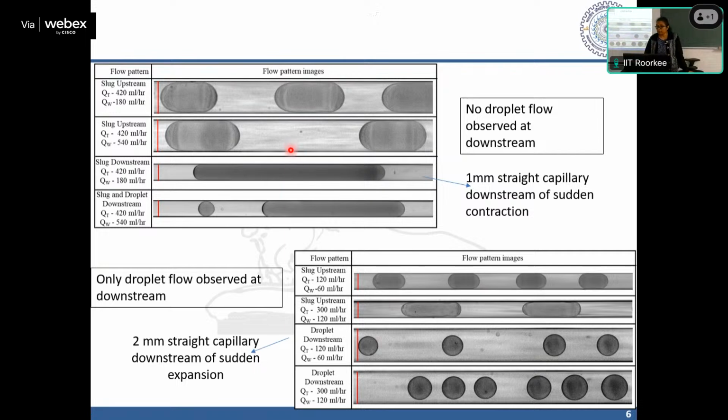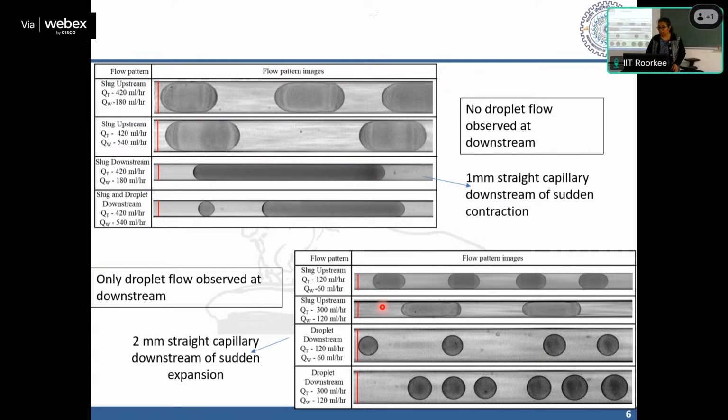Now there are some interesting phenomena with respect to the hydrodynamics that we have seen. The slugs that are formed upstream in the 2 mm pipe, when they are exposed to the sudden decrease of area, suddenly get elongated. And sometimes some droplets also form at the back of the slug. This is the first observation.